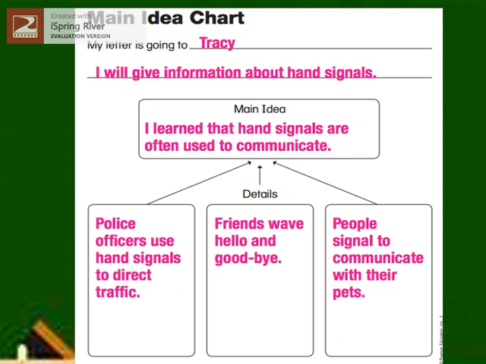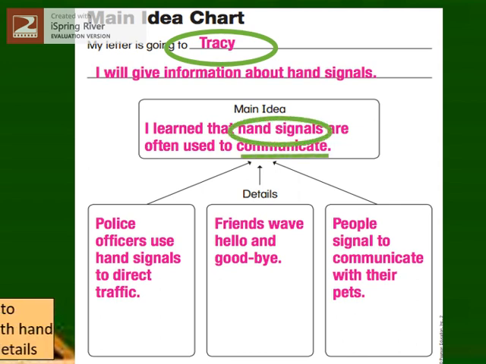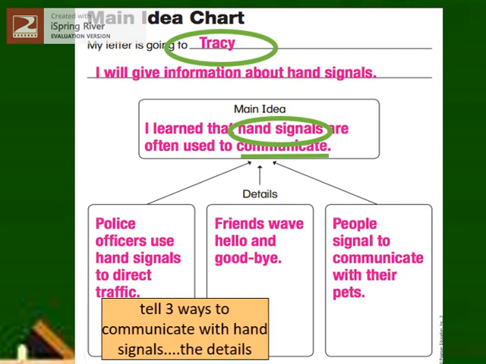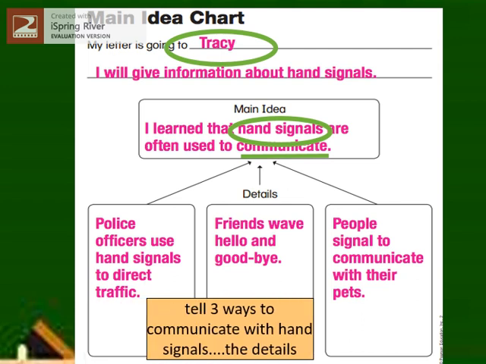Let's study this main idea chart. My letter is going to Tracy. I will give information about hand signals. So the main idea is hand signals to communicate. So we have 3 details to communicate with hand signals. And the details are the police officers, they use hand signals to direct traffic. Next, friends wave hello and goodbye. Next is people use hand signals with their pets.